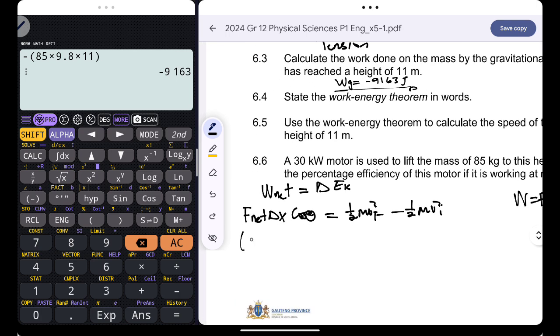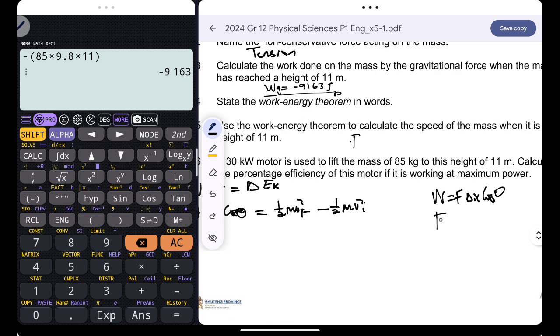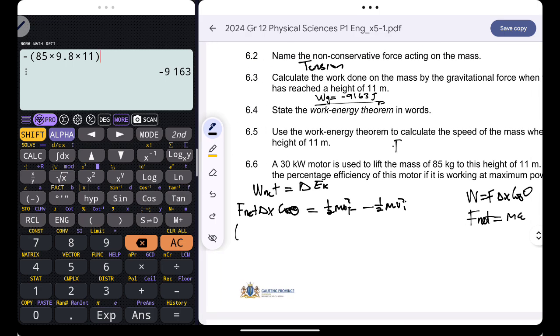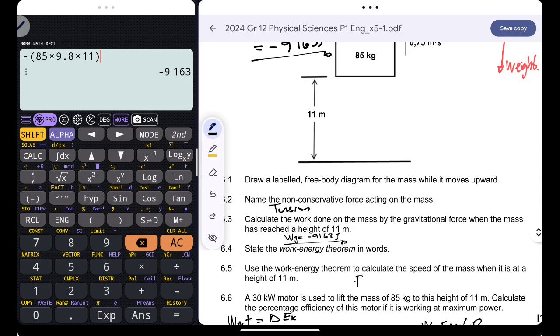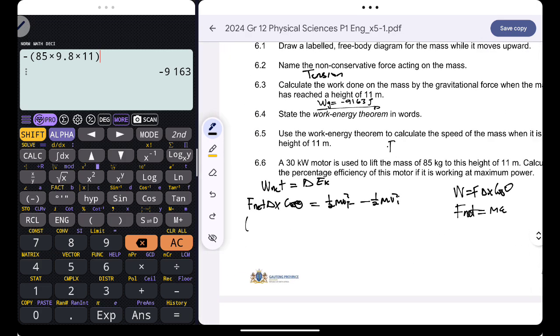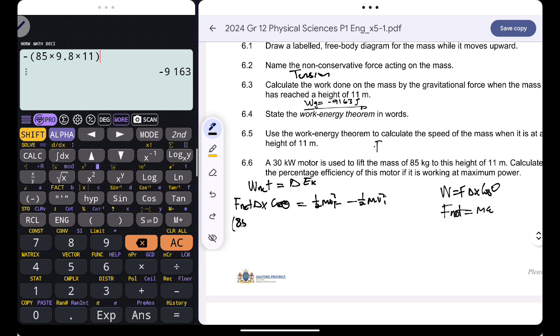Okay, F net, guys. To find F net, there's an equation: F net is basically equal to ma. If I know the mass of the object and its acceleration, I can find F net. The mass is 85, acceleration is 0.75. So that's just 85 multiplied by 0.75.